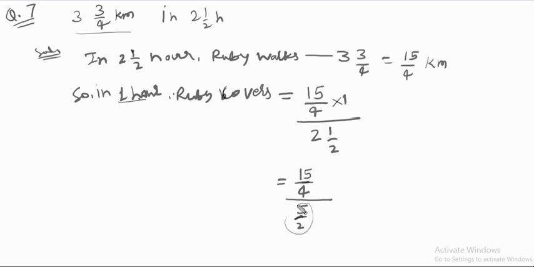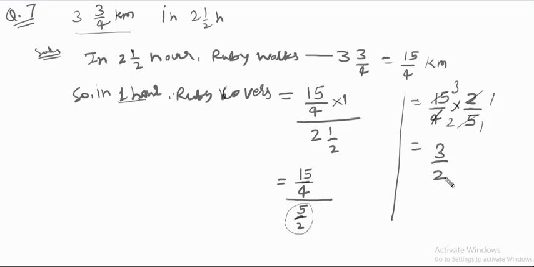Here it is in the denominator, so when we transfer it into multiplication it will become the reciprocal. 15 upon 4 into this will become 2 upon 5. 5 1s are 5, 5 3s are 15, 2 1s are 2, 2 2s are 4. Here the answer will come 15 upon 4... 3 upon 2, so we can write it this way.